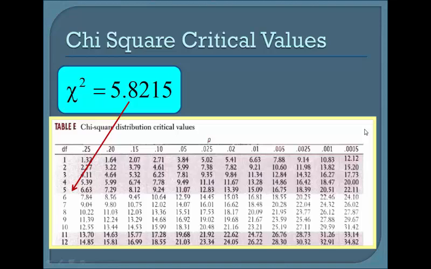Well, we follow the row of 5 degrees of freedom to where 5.8215 would fall, and then we go to the top and find the upper tail probability that's to the left and to the right of 5.8215. Now, at what alpha levels would you reject or fail to reject your null hypothesis? Obviously, the 5.8215 is very much to the left of the 0.25 upper tail probability. So it's actually greater than 25% probability of this event occurring.